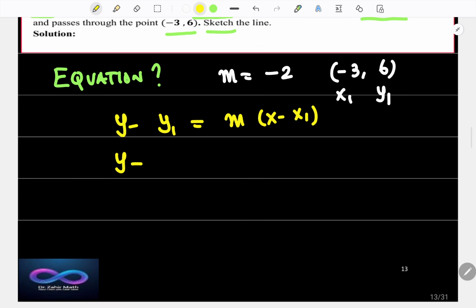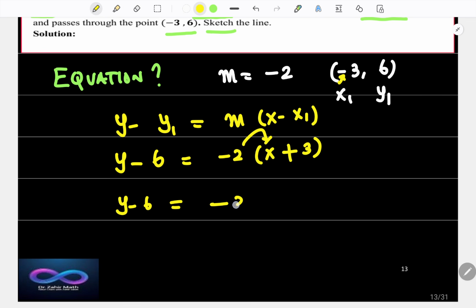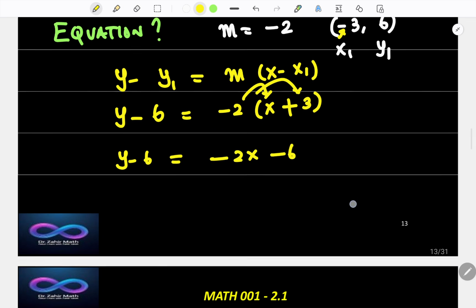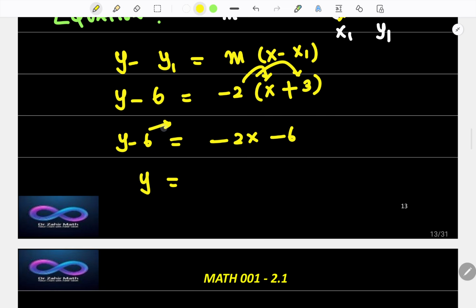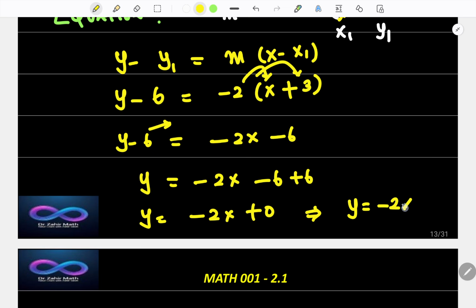So y minus, what is your y1? 6, equals m, which is negative 2, times x minus, sorry, x plus 3, because it's minus. So y minus 6 equals, just multiply, minus 2x minus 6, right? Now this negative 6 goes to that side: y equals minus 2x minus 6 plus 6. So y equals minus 2x plus 0. So this implies y equals negative 2x. Okay, right. So this is your equation.